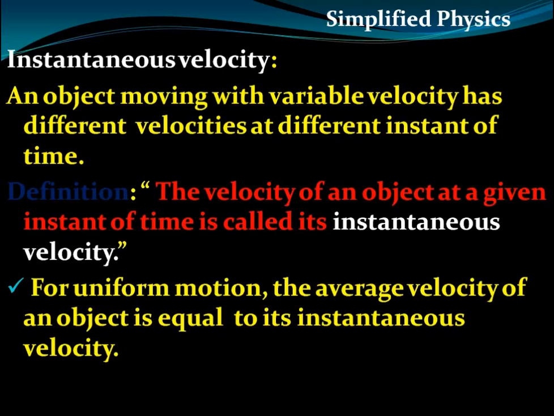What is instantaneous velocity? An object moving with a variable velocity has different velocities at different instants of time. That's obvious. So the velocity of the object at a particular instant of time is simply called instantaneous velocity. For a uniform motion, average velocity is equal to instantaneous velocity because there is no change in velocity, the body has the same velocity throughout.